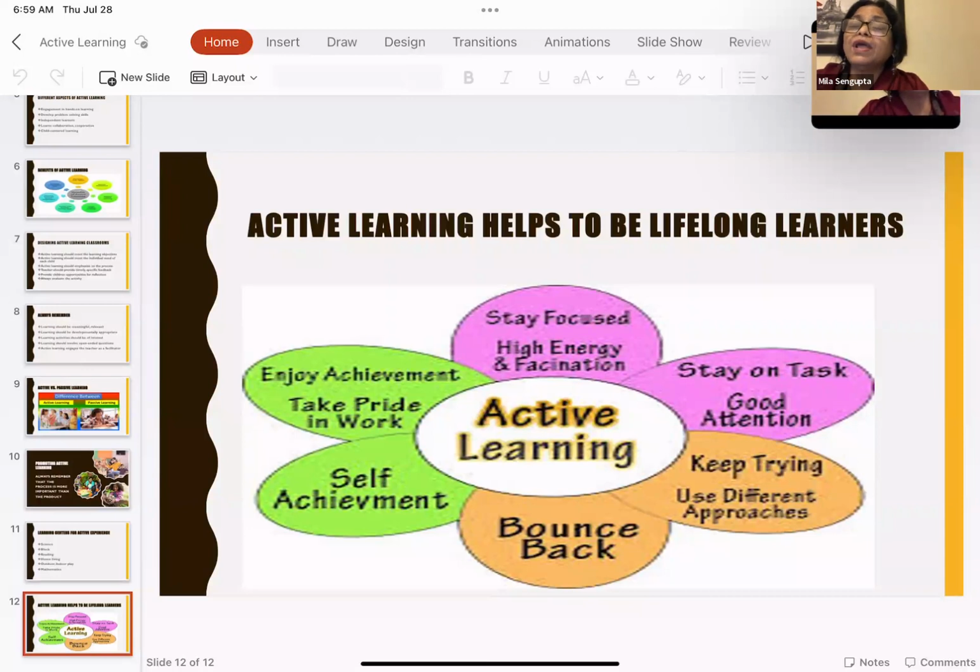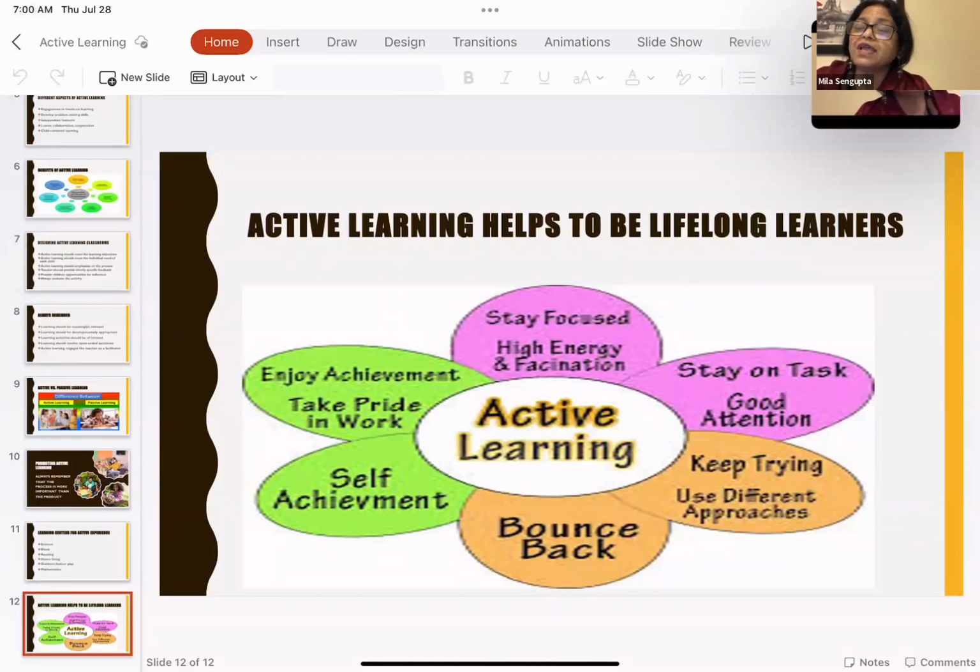Because as we all know, at this tender age, keeping children engaged and holding their attention and interest is a tremendous job for the teachers. So active learning and inquiry-based learning helps the children to stay engaged, improves their attention span, and they don't give up easily. They keep on trying and using different approaches, or as we say, thinking out of the box, because there is not one way to reach an outcome. There are so many ways, and they feel challenged and self-motivated to try those different ways.